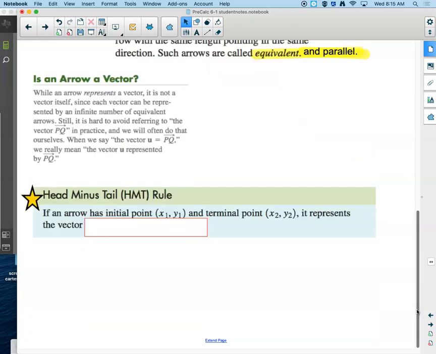So how do we know that they're the same? How do we know that they're parallel? Well, if an arrow has initial point (x₁, y₁) and a terminal point (x₂, y₂), it represents the vector that can be found by finding the difference between the horizontal components and the difference between the vertical components. And please don't flip the page after you're done with this, because we're going to go back up to OP and RS and see that those are, in fact, meeting that head minus tail rule. Without us having to check the length, we want to see, do they represent the same vector?